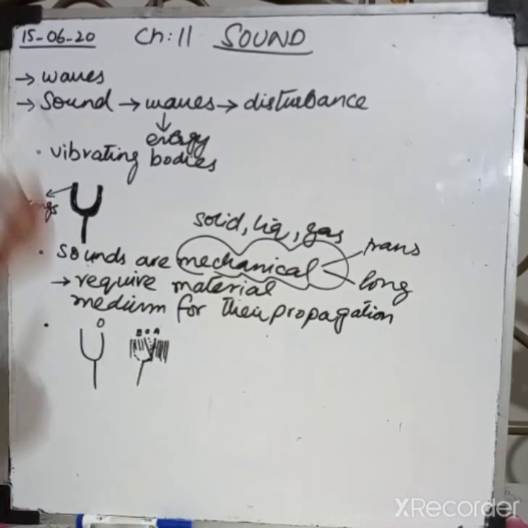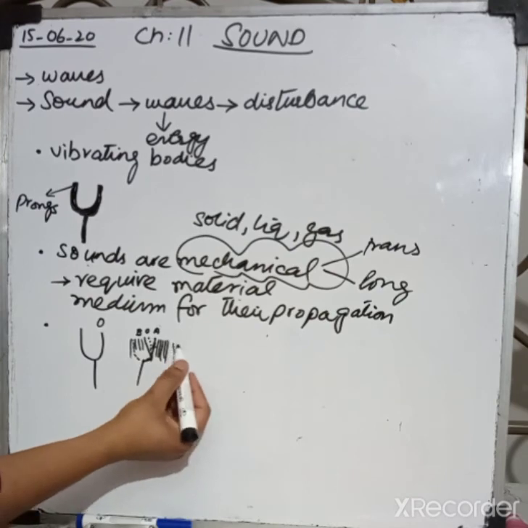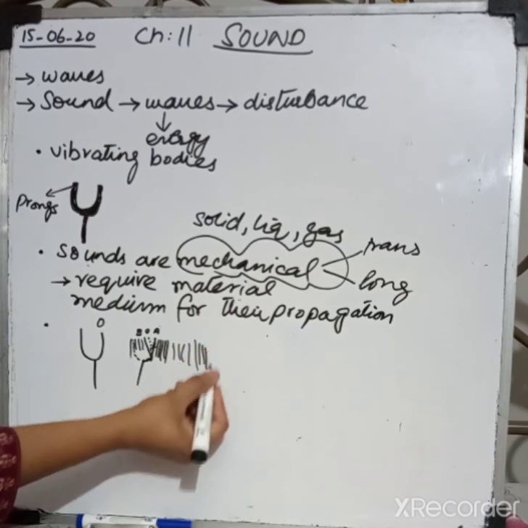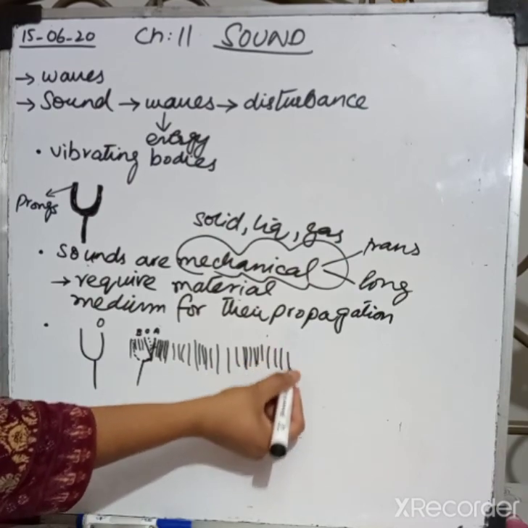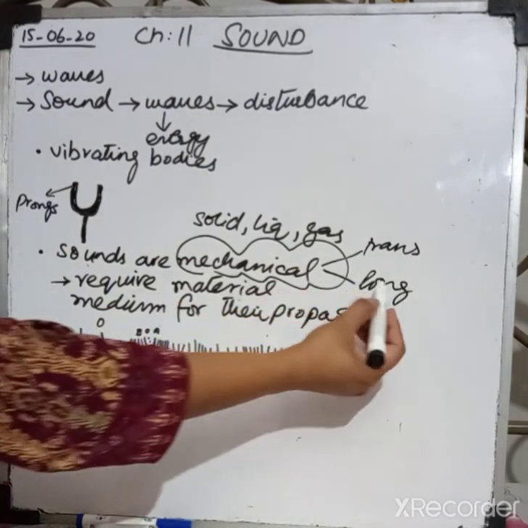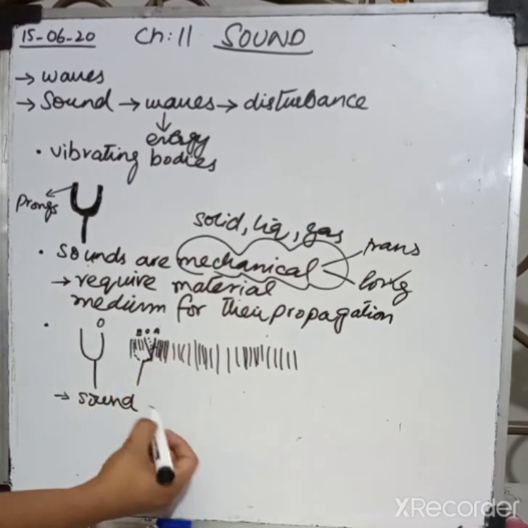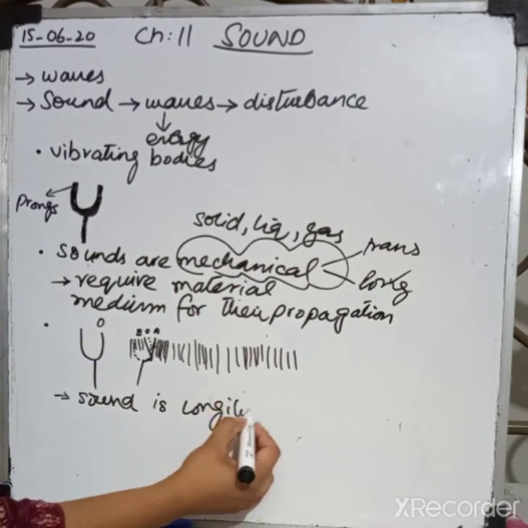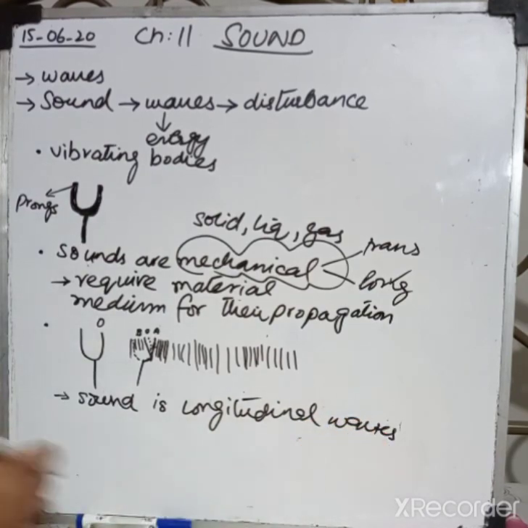So what happened here? Whenever the layer of air is compressed, it will move in the forward direction and the layer will be relaxed now. It means a series of compressions and rarefactions will be here, which proves that sound is a form of longitudinal waves. Hence we can conclude that sound waves are longitudinal in nature. Sound waves are a type of longitudinal waves.